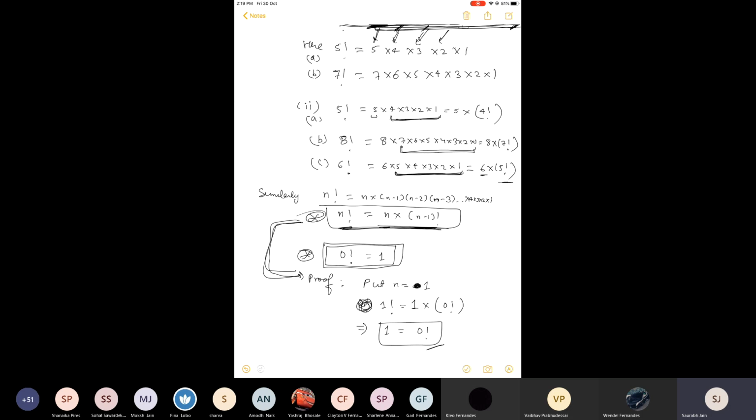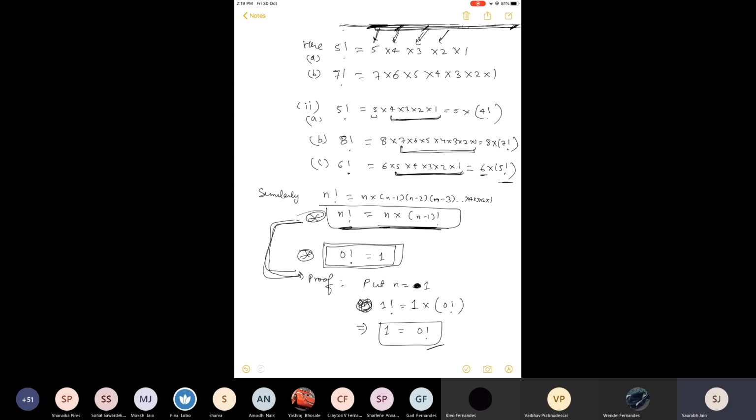With the help of the previous result, that n factorial is n into n minus 1 factorial, we put n equals 1 on both sides. In the left hand side, it becomes 1 factorial. The value of 1 factorial is 1. In the right hand side, it becomes 1 into 0 factorial. 1 into it is of no use. So ultimately 0 factorial will remain on the RHS and this value will come out to be 1.